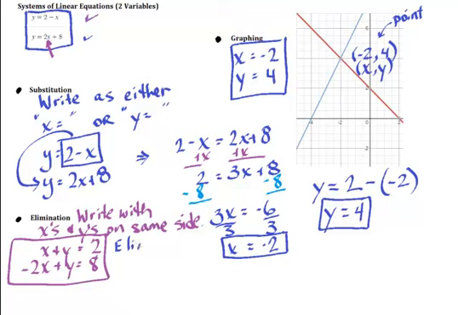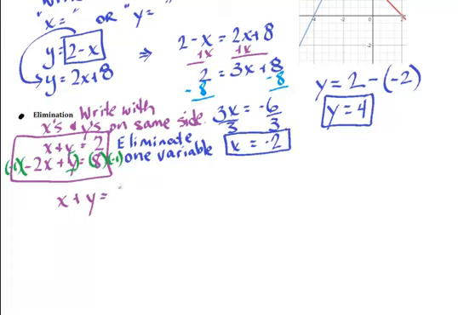I've got x plus y, and there are many, many ways to work these. I'm going to distribute this: 2x minus y equals -8.